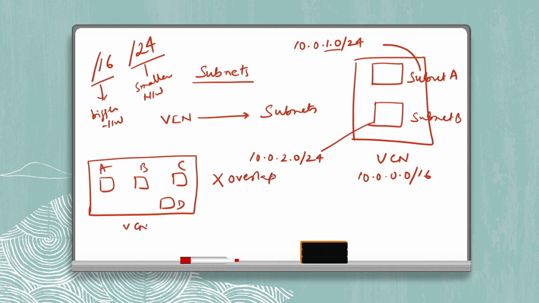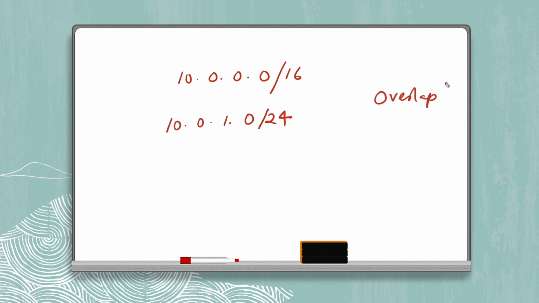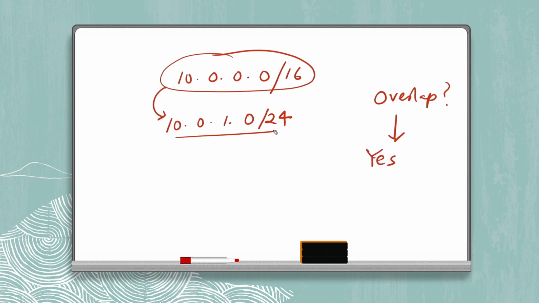I hope you understand the meaning of overlap. If not, let me give you an example. What do you think? Do these two IP addresses overlap? Pause this video for a second and think about the answer. So the answer is yes, they are overlapping. Why? This CIDR is a part of this CIDR, hence it is an overlap.